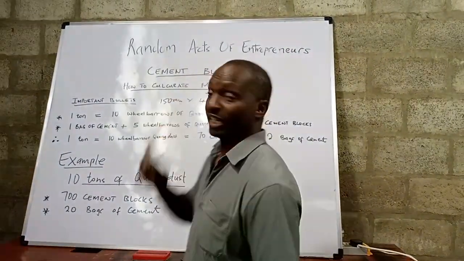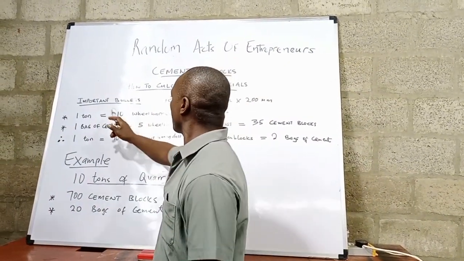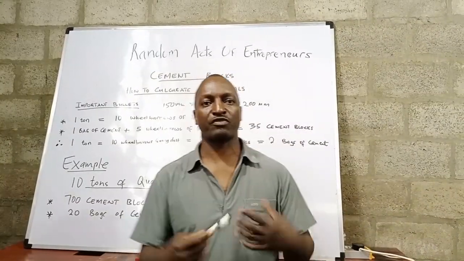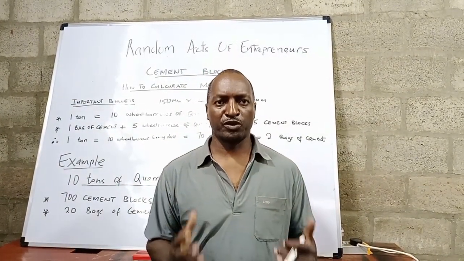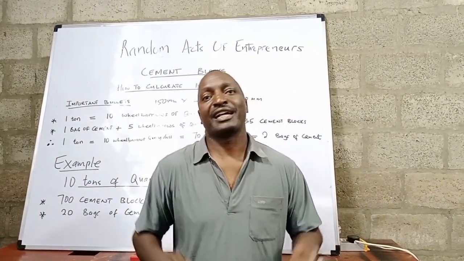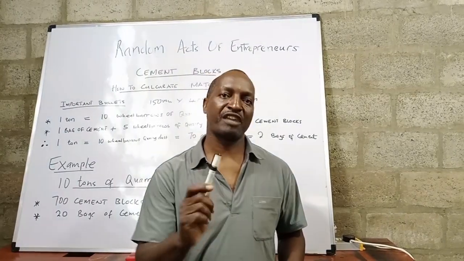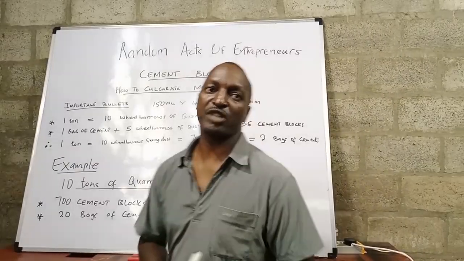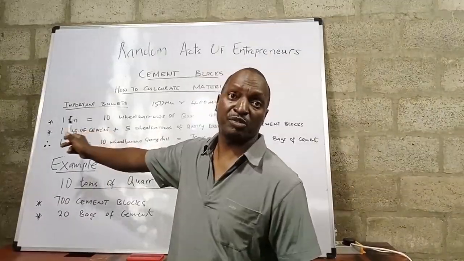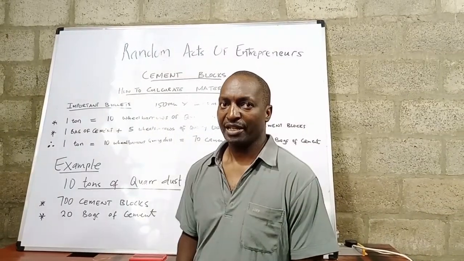So on a one ton pickup loaded with quarry dust, you will be able to get 10 wheelbarrows of quarry dust. I know that wheelbarrows are different in shapes, sizes and volumes, but on normal standard wheelbarrows, if you get a one ton pickup, go to a weigh bridge and have one ton of quarry dust weighed, and then get that quarry dust out of the pickup using a wheelbarrow, you will discover that 10 wheelbarrows will come out of there. And this is something that doesn't easily change. Some wheelbarrows might be of different shapes, but on average, most of the time it is going to be 10 wheelbarrows.